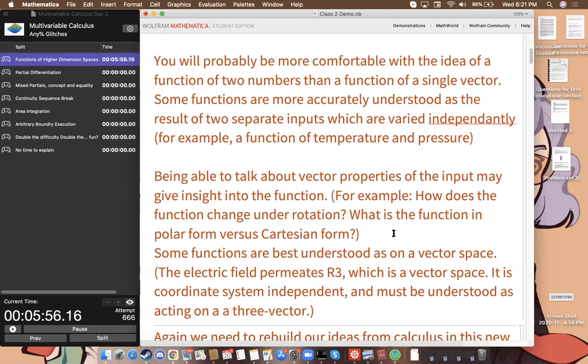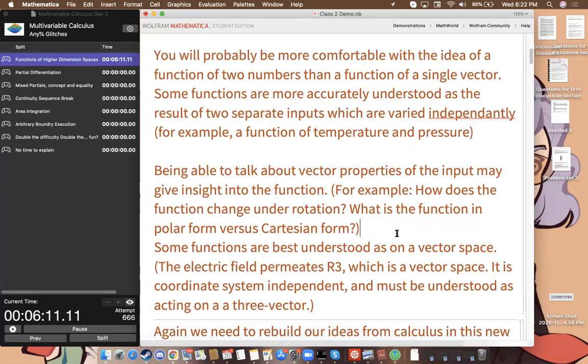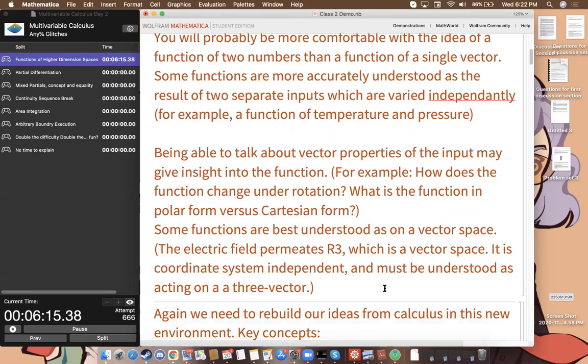Or you could ask, if the dot product of my input with itself, if its magnitude is this, what could that tell me about the output? How does the output vary with the input magnitude? Things like that are really only a question you can ask if you're thinking about it as a vector. And then, of course, some functions really are best understood as acting on a unified vector space.